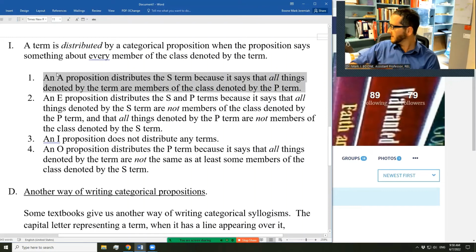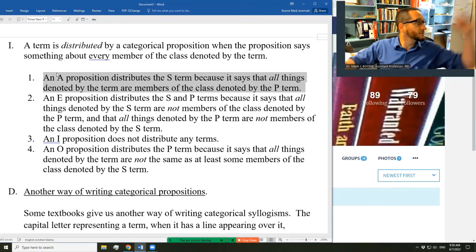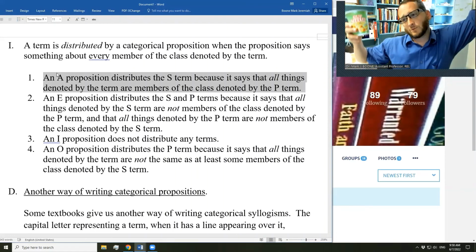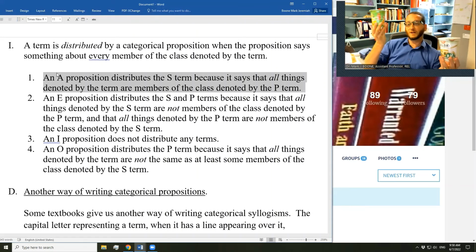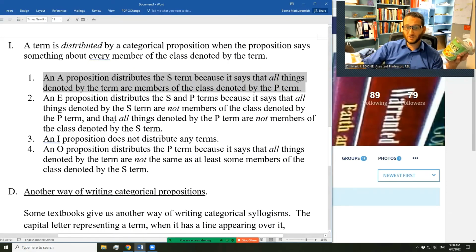In other words, if I say all cup noodles are salty, I'm distributing the term cup noodles because I'm saying that all of them are salty. I'm saying something about all members of the class denoted by the term cup noodles. An E proposition distributes both terms.